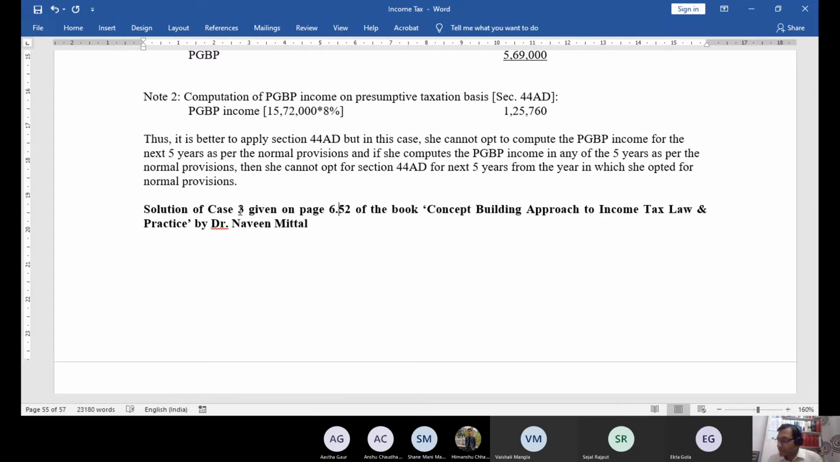It is the solution of case 3 given on page 647 of this book. Now let me read this case to you. I hope that the case is visible on your screen. Let me show that on your screen first.